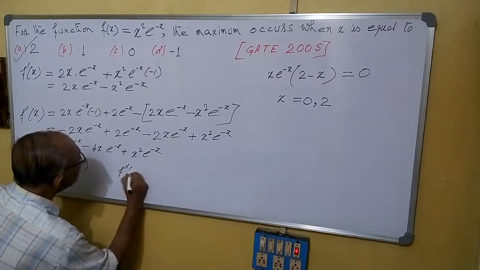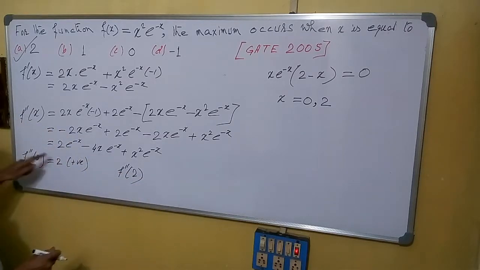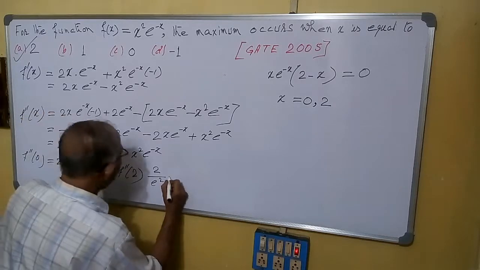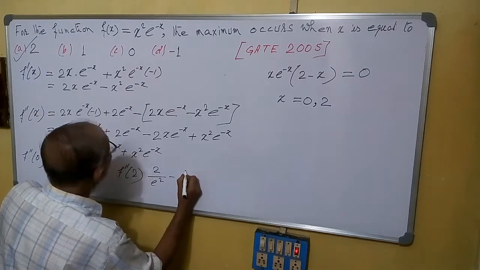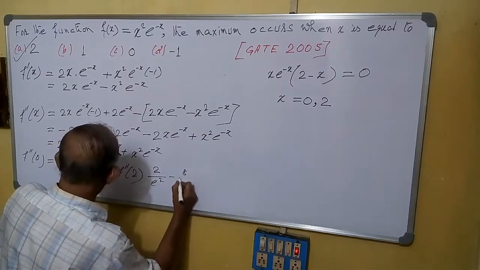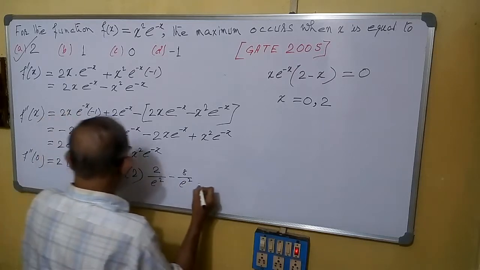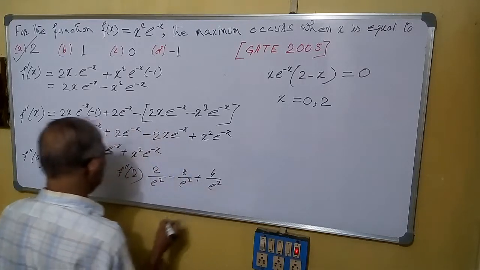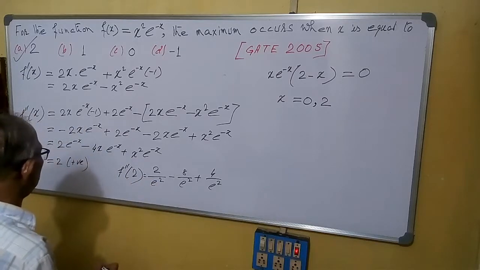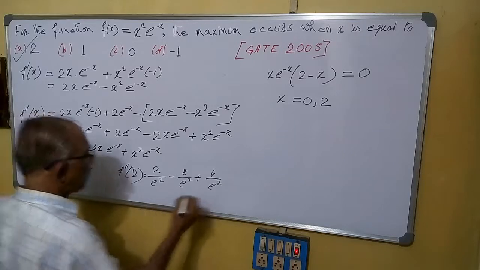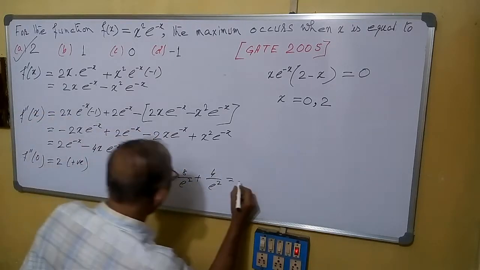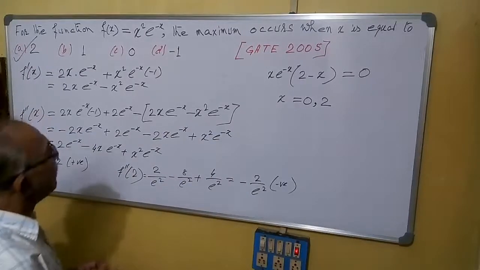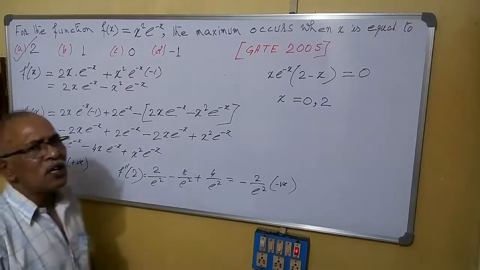F double dash 2, I am showing you it is not required, equals to 2 e to the power minus 2 minus 8 e to the power minus 2 plus 4 e to the power minus 2. So that is 2 plus 4, 6 minus 8, minus 2 e to the power minus 2. Hence it is coming negative and this indicates maximum. So our choice is correct. In this way you can do these sums.